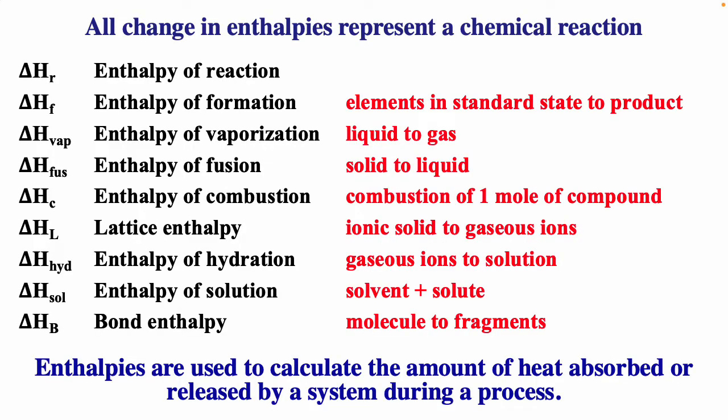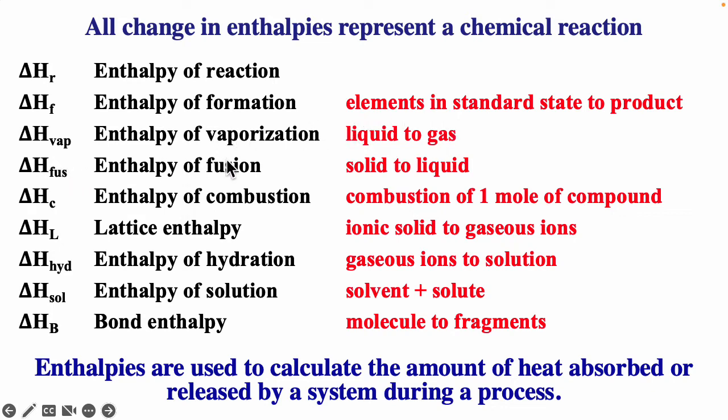And so here's a list of different types of enthalpies. They all represent a specific type of chemical reaction. And so the subscript tells you what kind of reaction, except for the R. The R is general, it just means enthalpy of a reaction. F corresponds to enthalpy of formation, and so that's where you're going from elements in their standard state to 1 mole of the product. VAP corresponds to enthalpy of vaporization, you're going from a liquid to a gas.